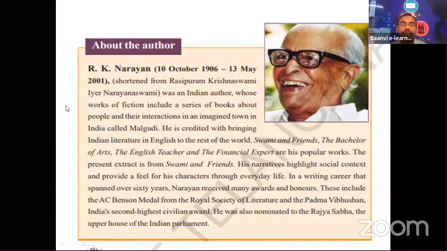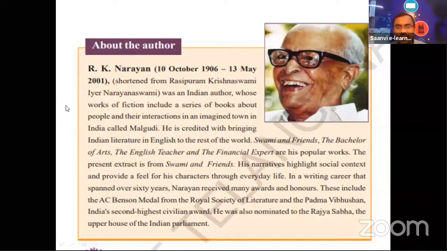So this part that we have learned today, he has taken from his book Swami and Friends. It's a very big book containing hundreds of pages, but only 2 or 3 pages we have taken from that book.